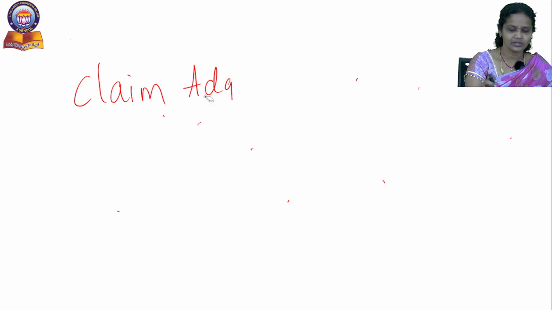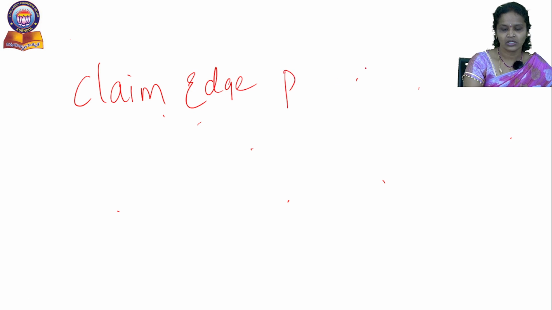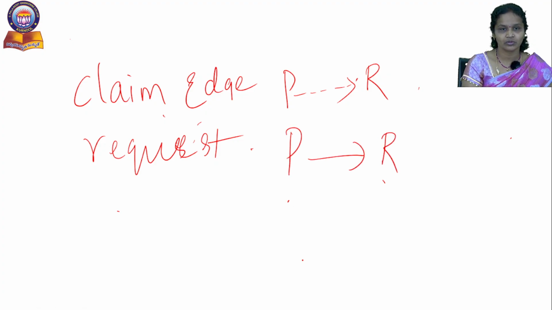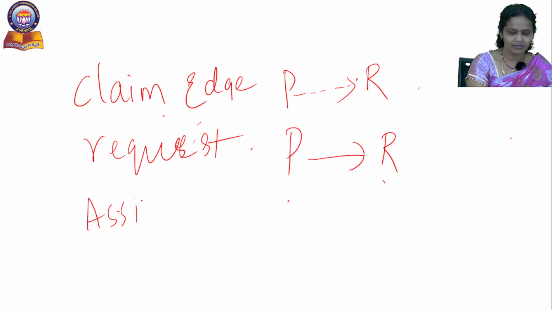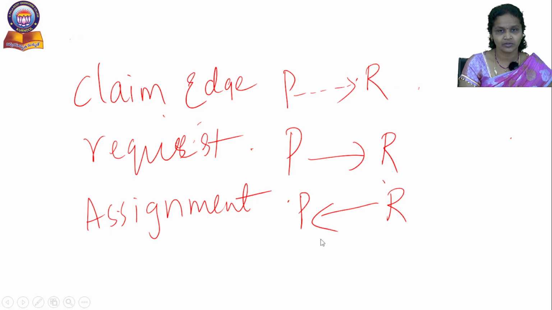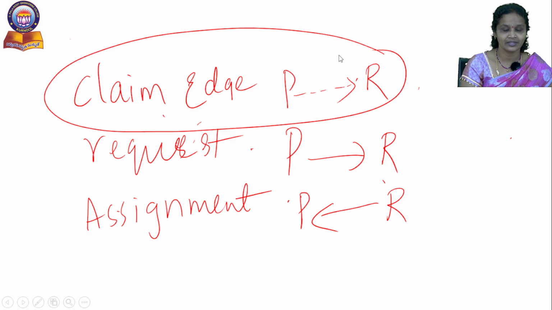A claim edge is always from process towards resource, but this time we will have a dotted line. If it is a request edge, it will be from process to resource, and moreover it will be a solid line. If it is an assignment edge, it will be from resource towards process, and it is also a solid line, so the arrow will be pointed towards the process. So these are the three types of edges. The additional edge that is getting added here is the claim edge.